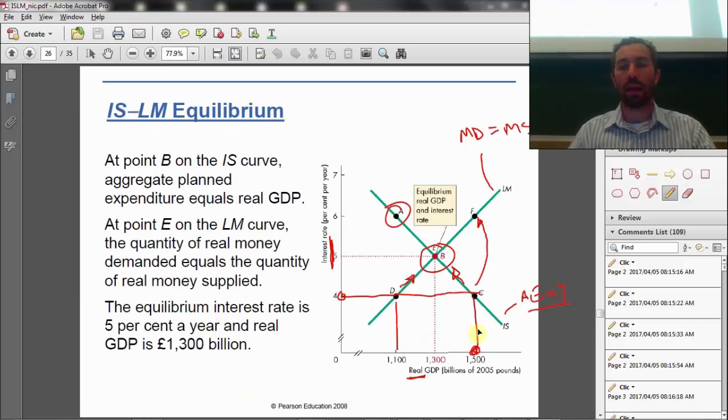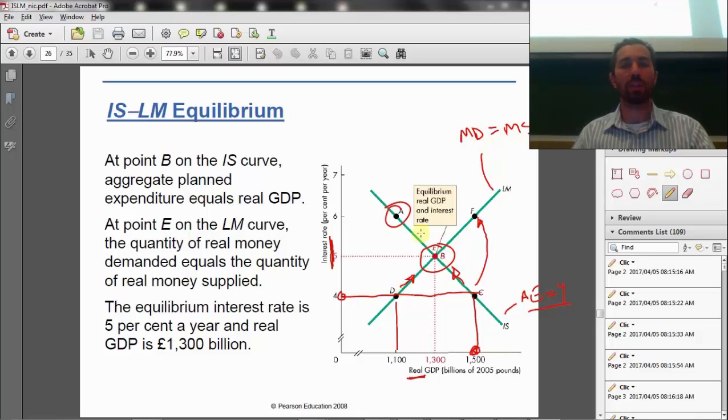When we bring our IS and LM curves together, we have one point of equilibrium, point B. At that point of equilibrium, we know that we have both equilibrium in our goods market, aggregate expenditure equal to income, and equilibrium in our money market. In other words, money demand equal to money supply.